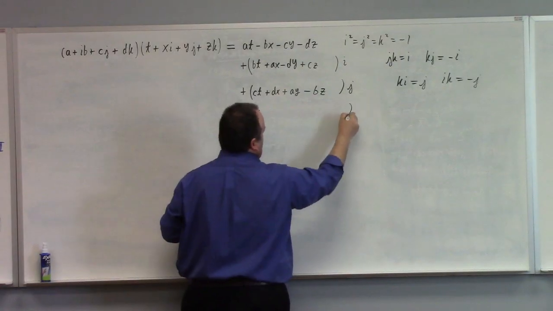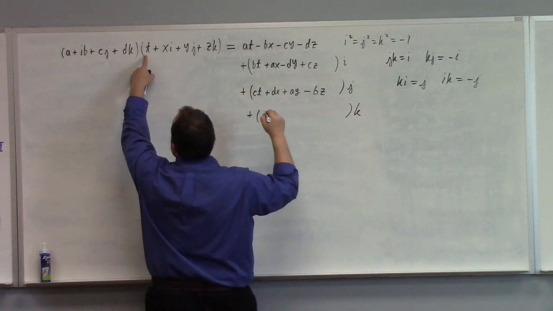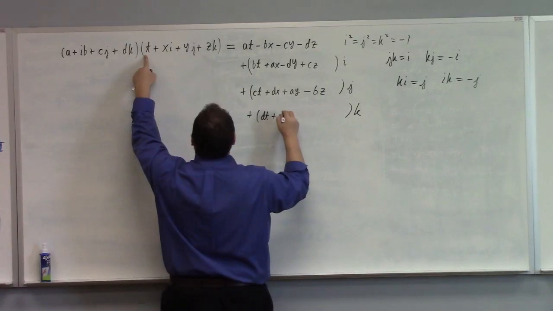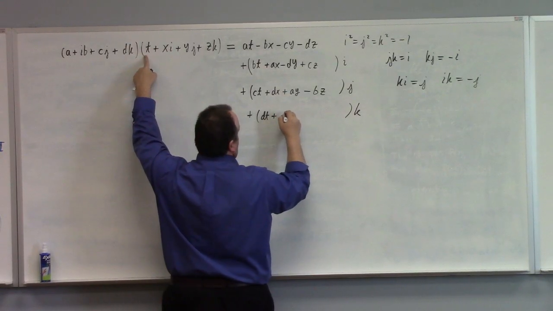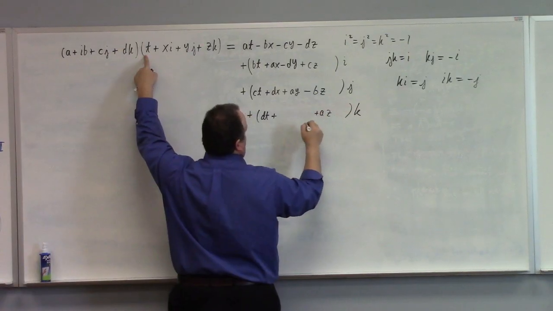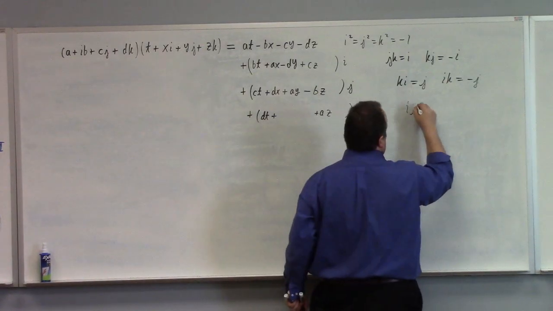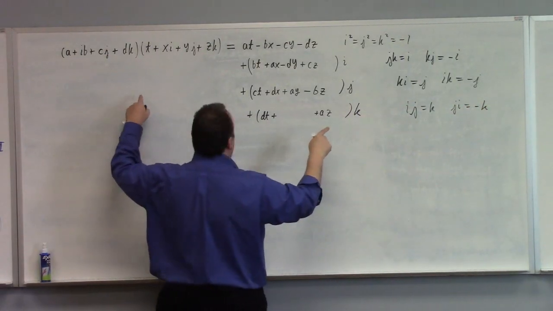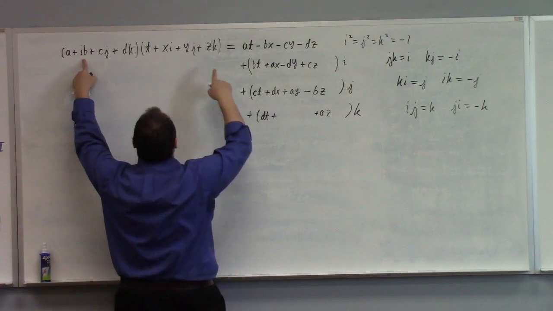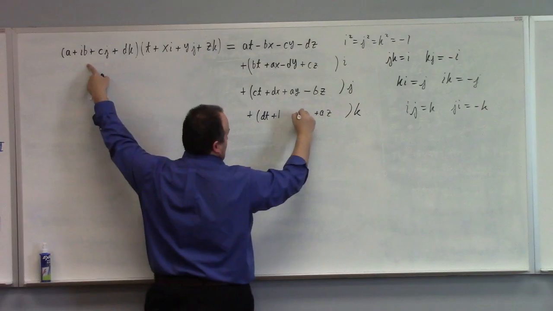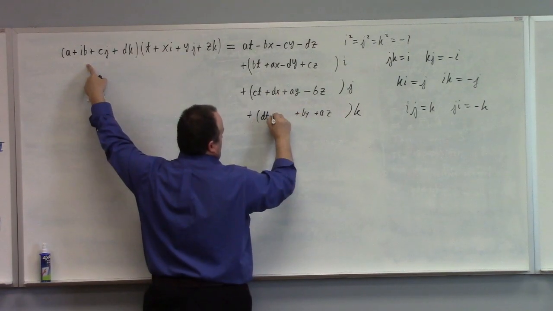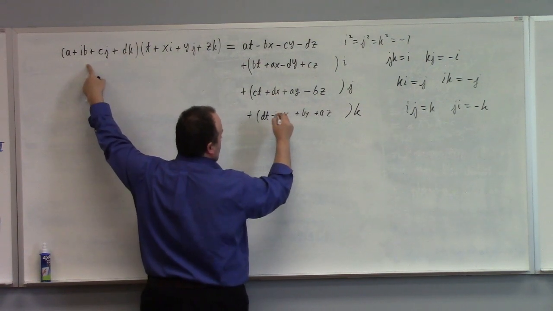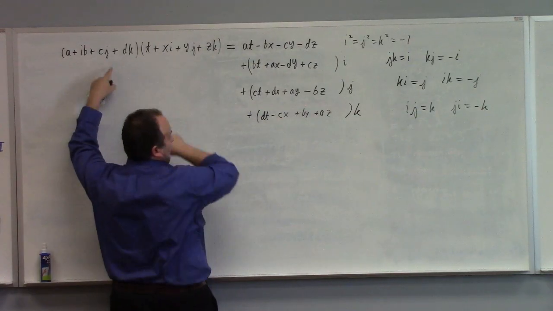And then finally the k terms. I've got dt plus az, and then remember ij is k and ji is minus k, so that gives me, let's see here, I get by, put that over here, and I get minus ax, no, not a, it can't be a, it's got to be what? c, right? j times i, cx, yeah. Ow!